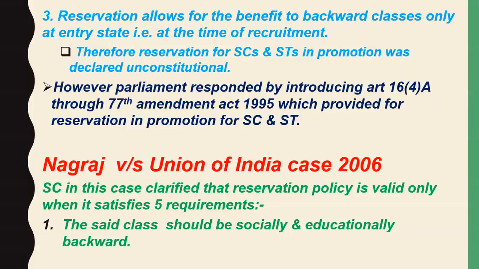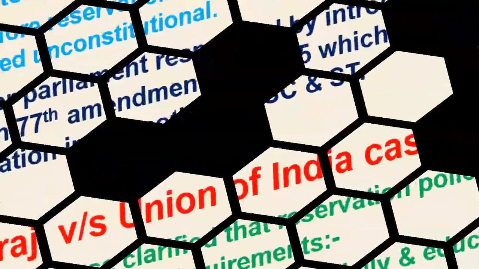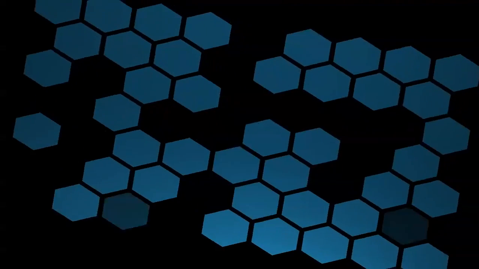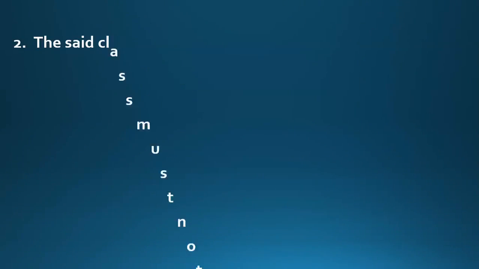So the first condition was that the said class should be socially and educationally backward. It means the Supreme Court was saying that the state should not give reservation to anyone. At least the class to which the state is giving reservation should be socially and educationally backward. So the first thing the Supreme Court said is that this class should be socially backward as well as educationally backward.